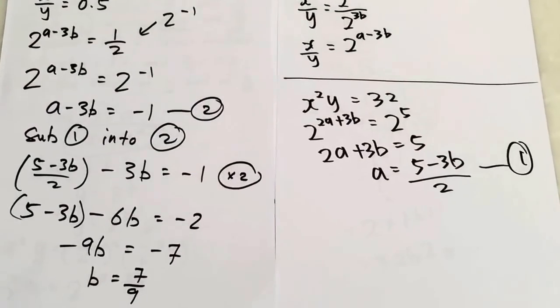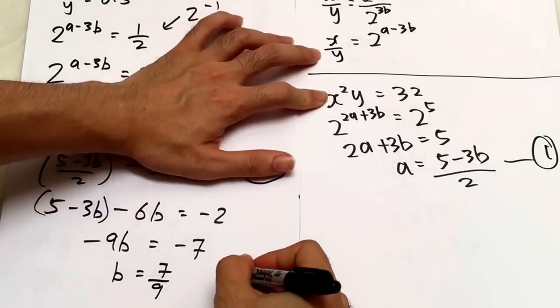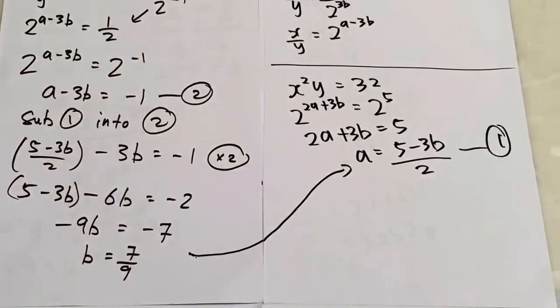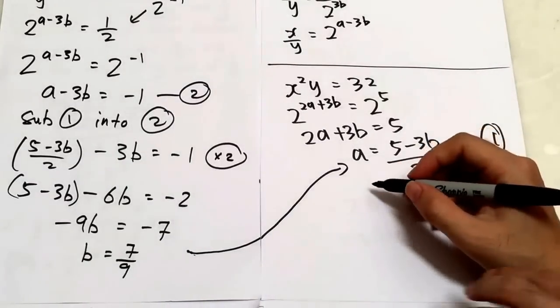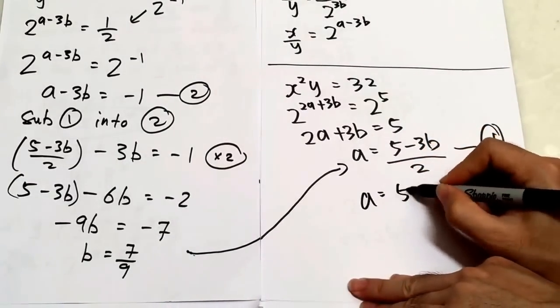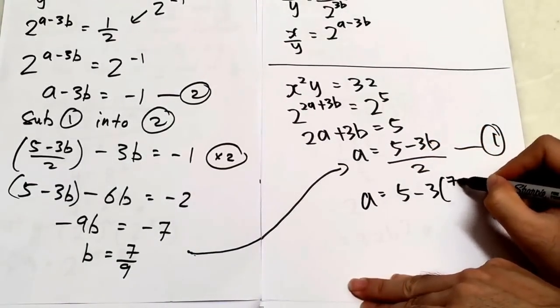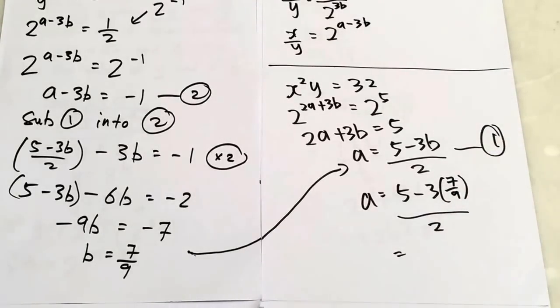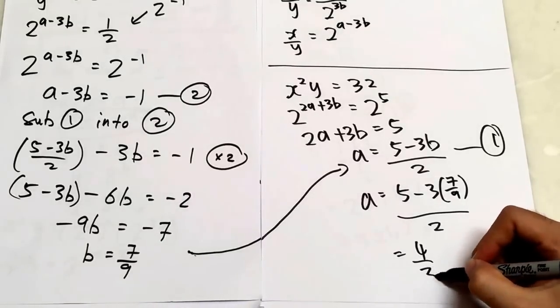Alright, then I'm going to substitute my b back into my a, because I already found the answer of b. So a will equal (5 minus 3 times 7 over 9) over 2. Okay, you just use your calculator to solve this one. I believe you get the answer is 4 over 3.